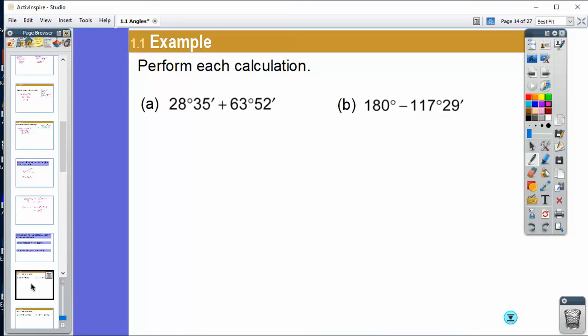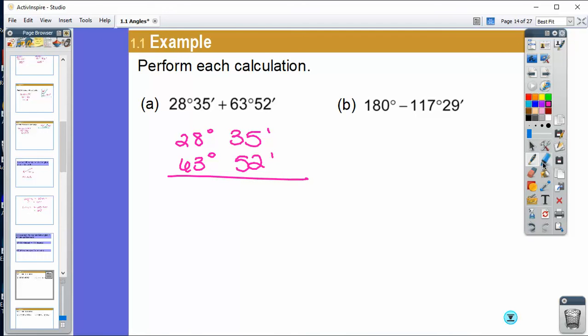So if I wanted to add these, without me telling you how to add them, what do you think you would do? Yeah, add the degrees and add the minutes. That's exactly what we're going to do. If it helps you, you can write them stacked, like they taught you back in elementary when you were working out addition problems.